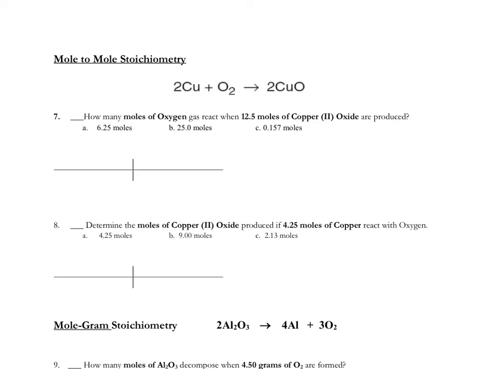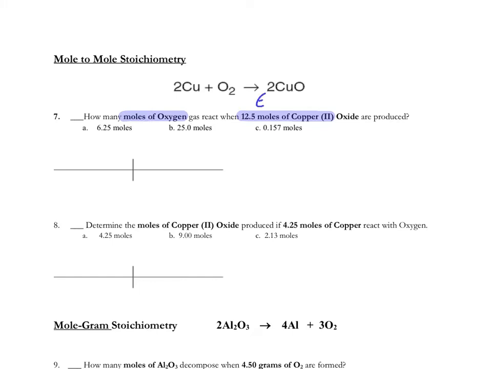So on the back side, we're going to use the coefficients, and we're going to convert from moles of one substance to moles of a second substance. So in number 7 it says, how many moles of oxygen gas react when 12.5 moles of copper oxide are produced? So identify the information that is given to you. So I've got 12.5 moles of copper oxide, and I want to figure out how many moles of oxygen that is.